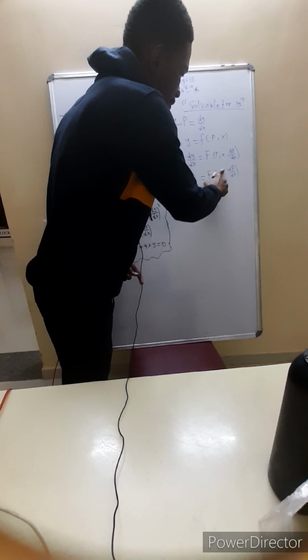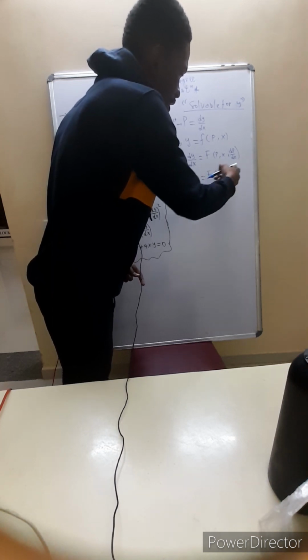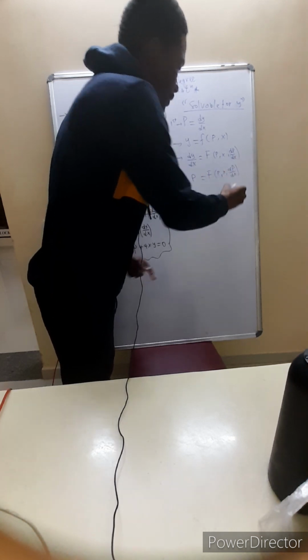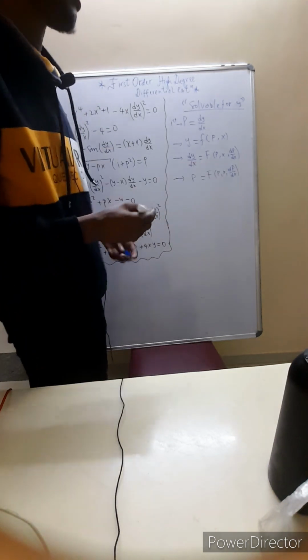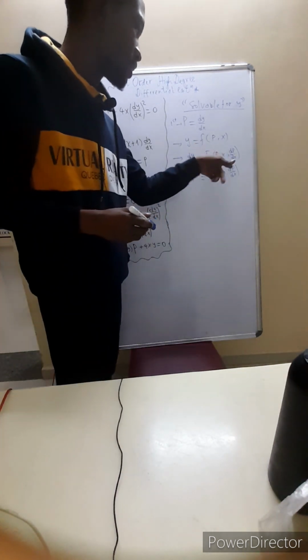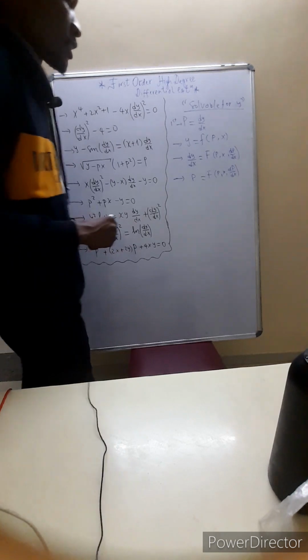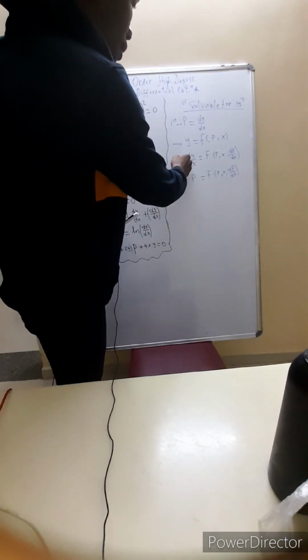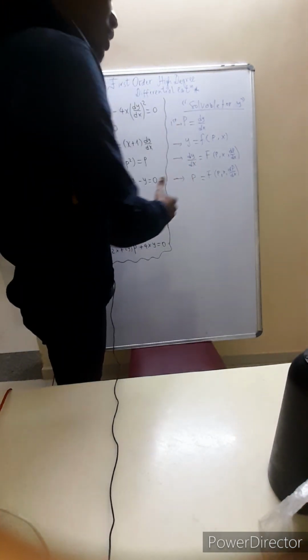Why am I changing? Because p here will be our dependent variable, and x will be the independent variable. So first the dependent variable, then the independent variable. Okay, this is p, because dy by dx is p.